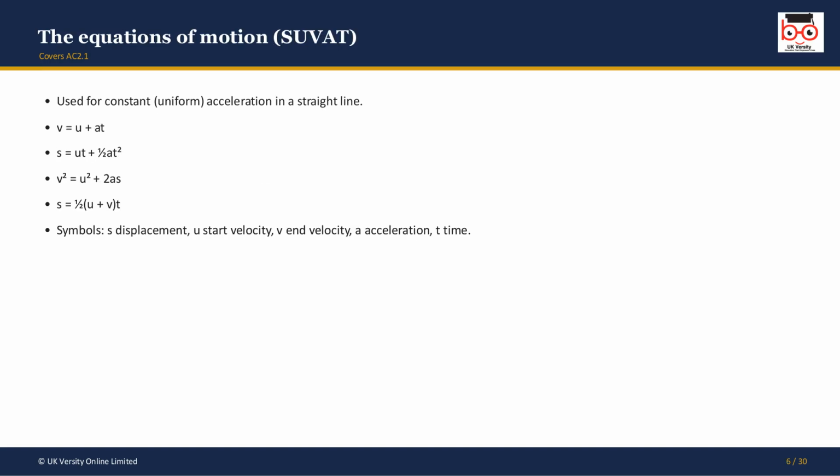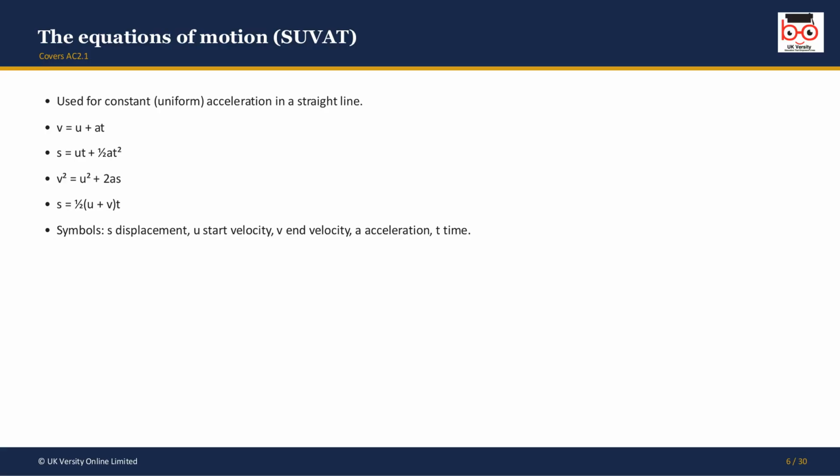For motion with constant acceleration in a straight line, we have a neat set of tools called the Suvat equations. The first says the final velocity equals the initial velocity plus acceleration times time: v = u + at. The second gives displacement as ut plus a half at squared. The third links the velocities and distance.